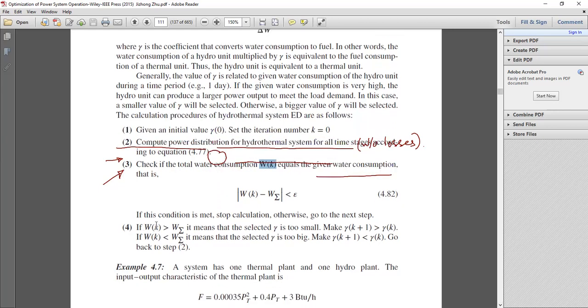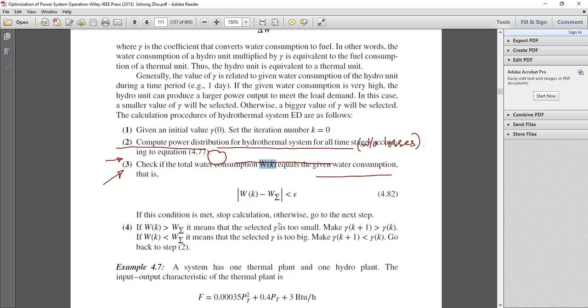If WK is greater than W summation, that means for a specific value of gamma, you calculated W and compared that with your given water consumption W summation. If this condition is satisfied, this means the gamma that you chose is too small, and that's why you are requiring more water. Your outcome says that you have to use more than the available water. So your conversion factor is actually small.